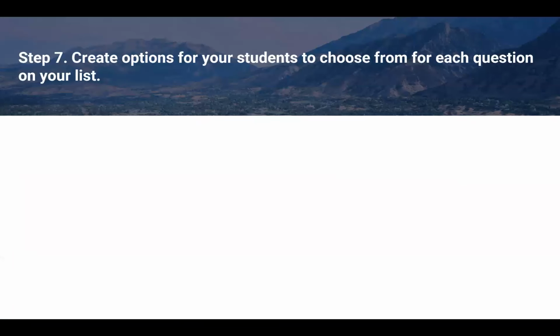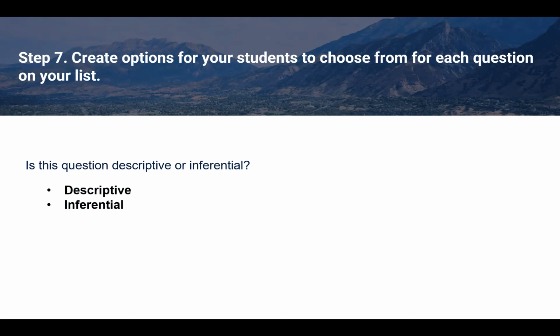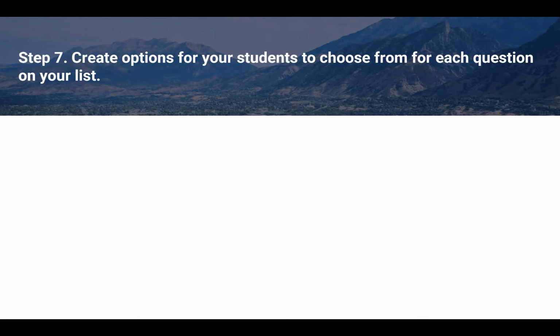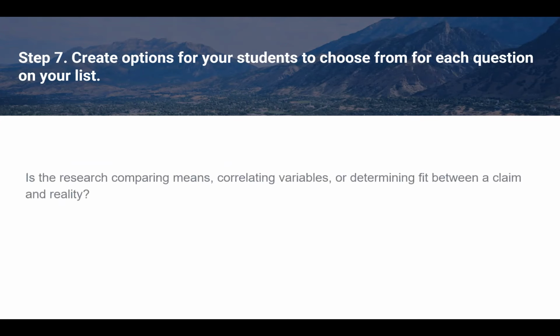Step 7, create options for your students to choose from for each question on your list. In our statistics example, the first question asks whether the problem is descriptive or inferential. So the options the students have to choose from would simply be descriptive and inferential. The same goes with this next question, since the three options are listed in the question itself.